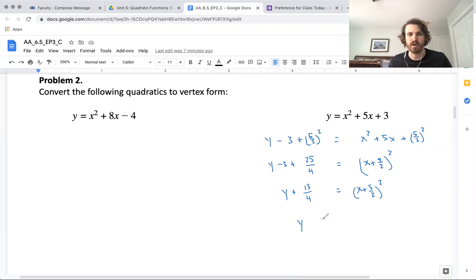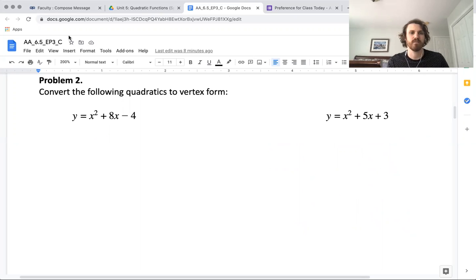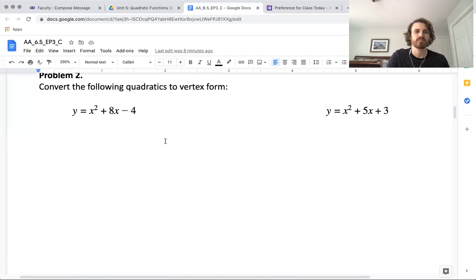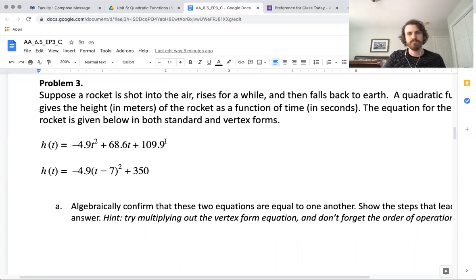And so we can get y equals x plus 5/2 all squared minus 13/4. And that would be in vertex form. And I'll let you do this one following a very similar method. Move the constant, add b over 2 squared to both sides, factor the perfect square trinomial, and then solve for y.